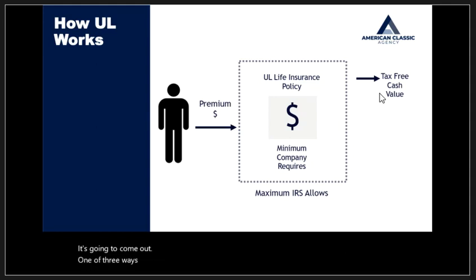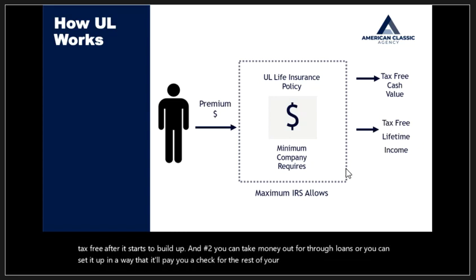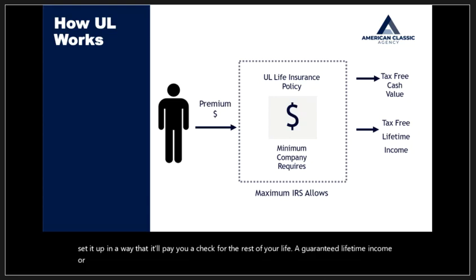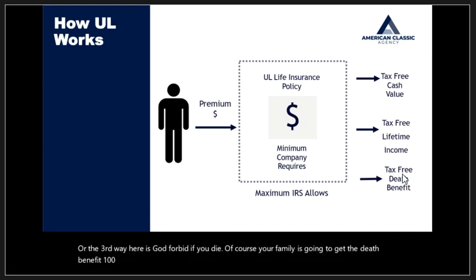And so you put money into the policy, and it's going to come out one of three ways. The first is tax-free cash value. You can withdraw money from here tax-free after it starts to build up. Number two, you can take money out through loans, or you can set it up in a way that it'll pay you a check for the rest of your life, a guaranteed lifetime income. Or the third way is, God forbid, if you die, of course, your family is going to get the death benefit 100% tax free.